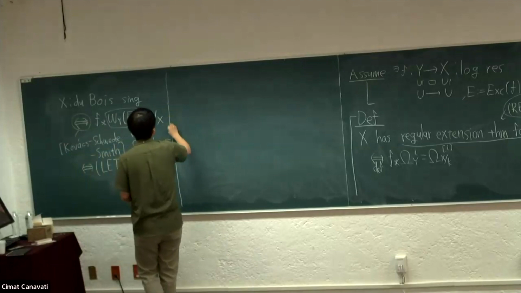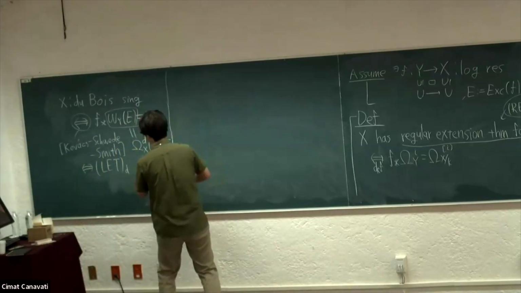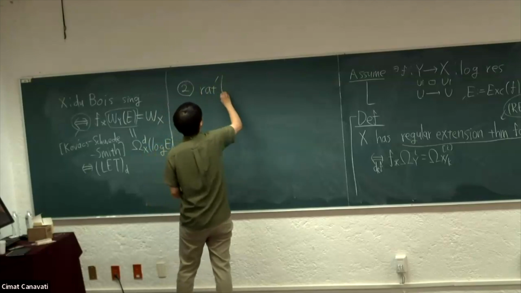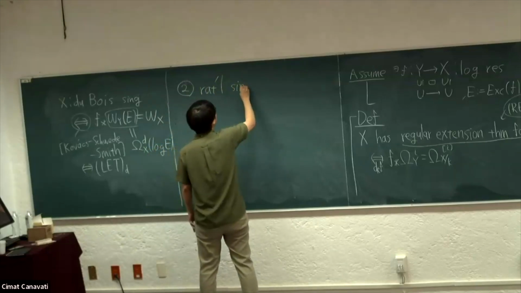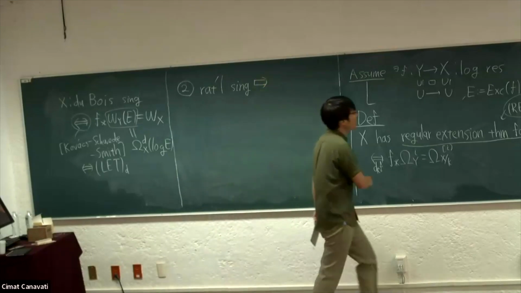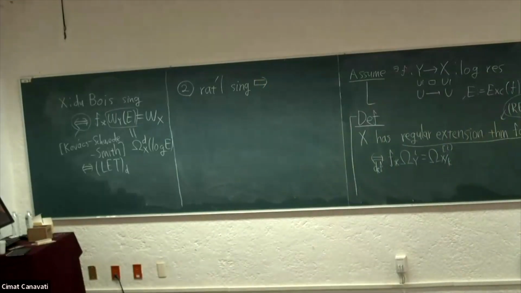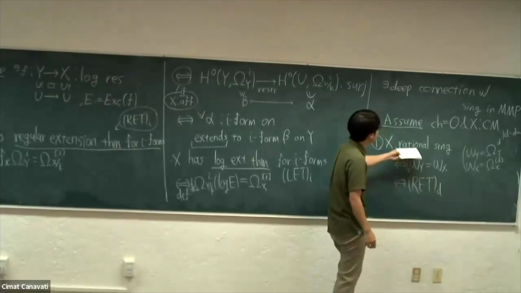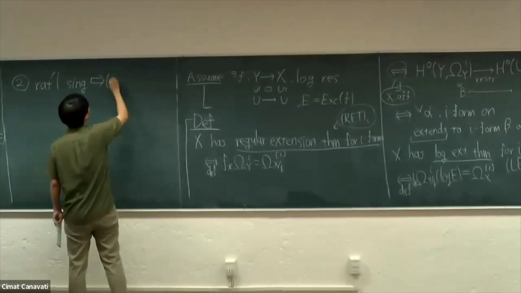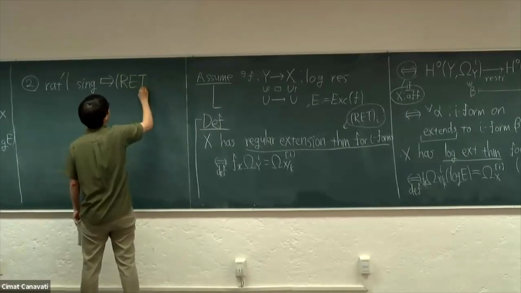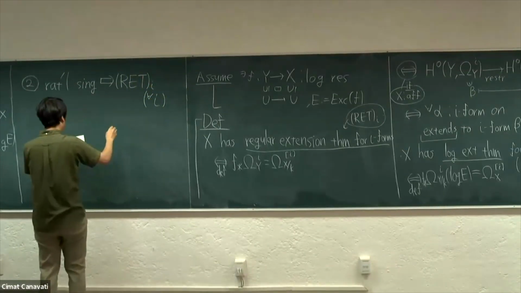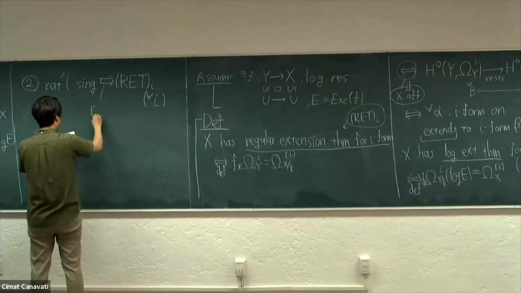But surprisingly, this is not a generalization, because there is a good result which was proved recently. By definition, the regular extension theorem for D-forms is equivalent to rational singularities, but it implies the regular extension theorem for any form. This is a surprising result, which was proved by Kenta Sato.